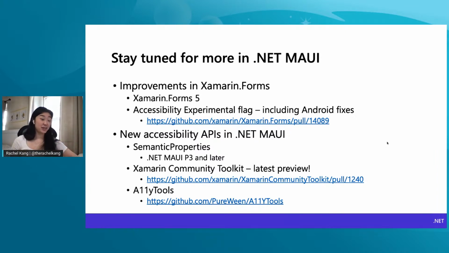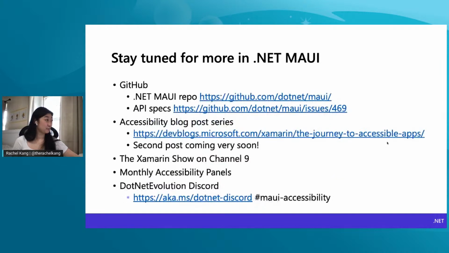And as I mentioned, we have some APIs in the Xamarin Community Toolkit, and you can download the latest preview NuGet and check those out and start using some of those new APIs and improvements in your Xamarin Forms apps today. And last but not least, we also have this Allied Tools repository that my teammate Shane and I have been working on to explore some even more APIs for accessibility that we want to introduce. And please stay tuned for more.